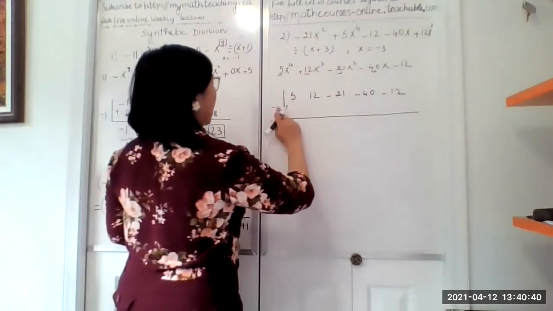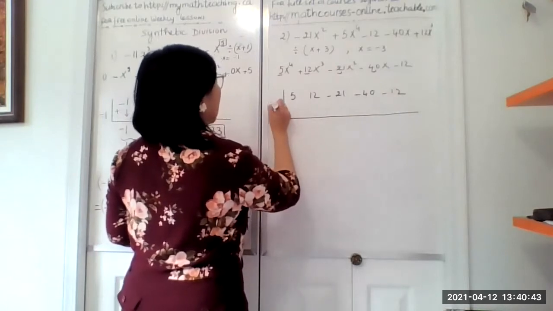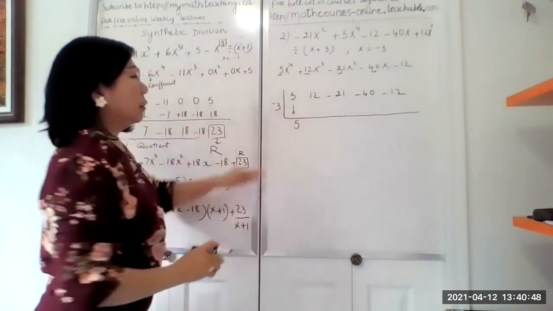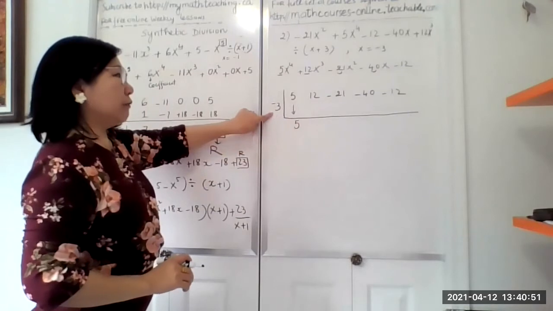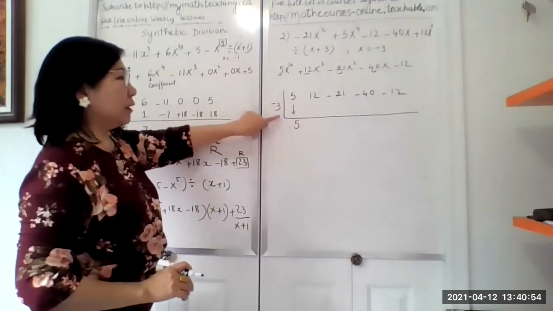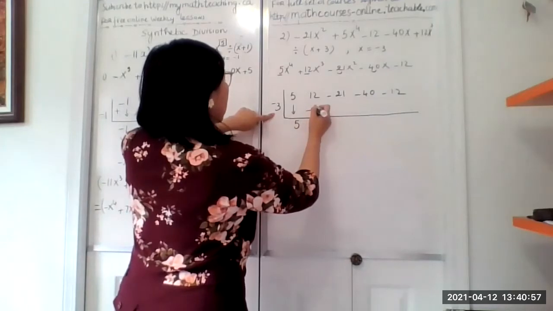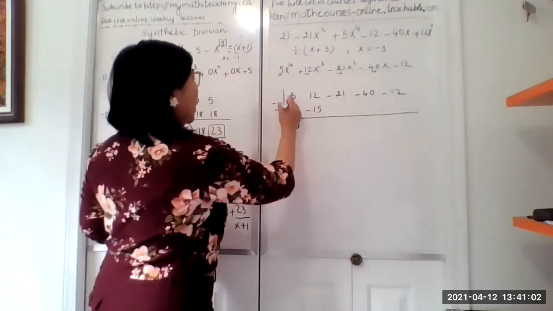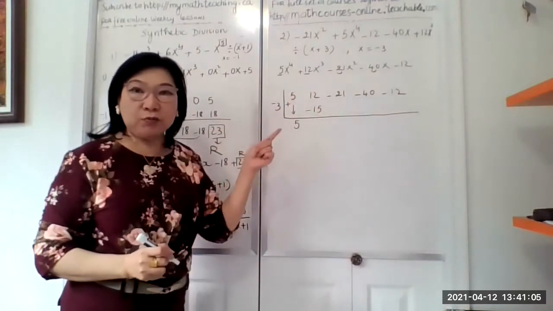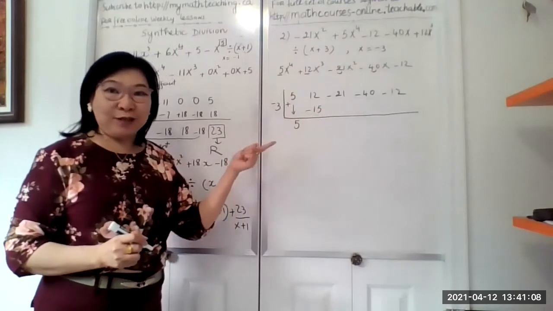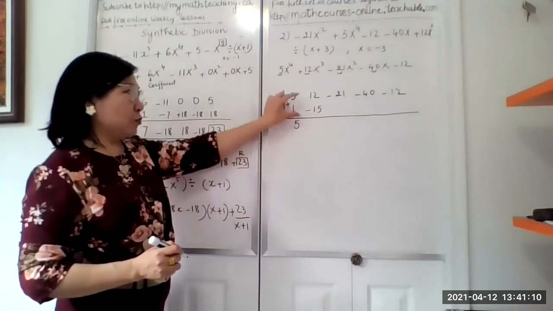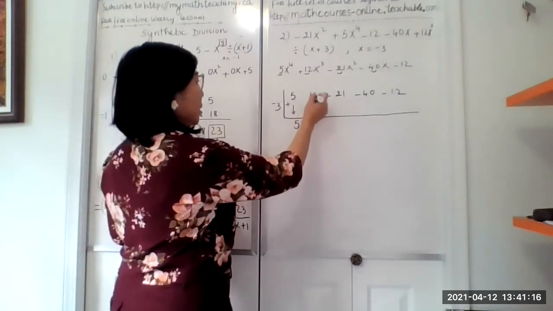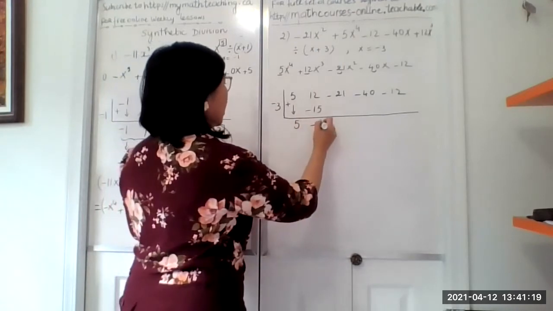So now I'm going to bring the 5 down exactly the way it is. The quotient times the divisor, just like long division: 5 times minus 3 is minus 15. Now, instead of subtracting between them, I'm going to add them, because synthetic division does the opposite of long division. In long division you subtract between these terms, but here we add. So minus 15 added to 12 will be minus 3.